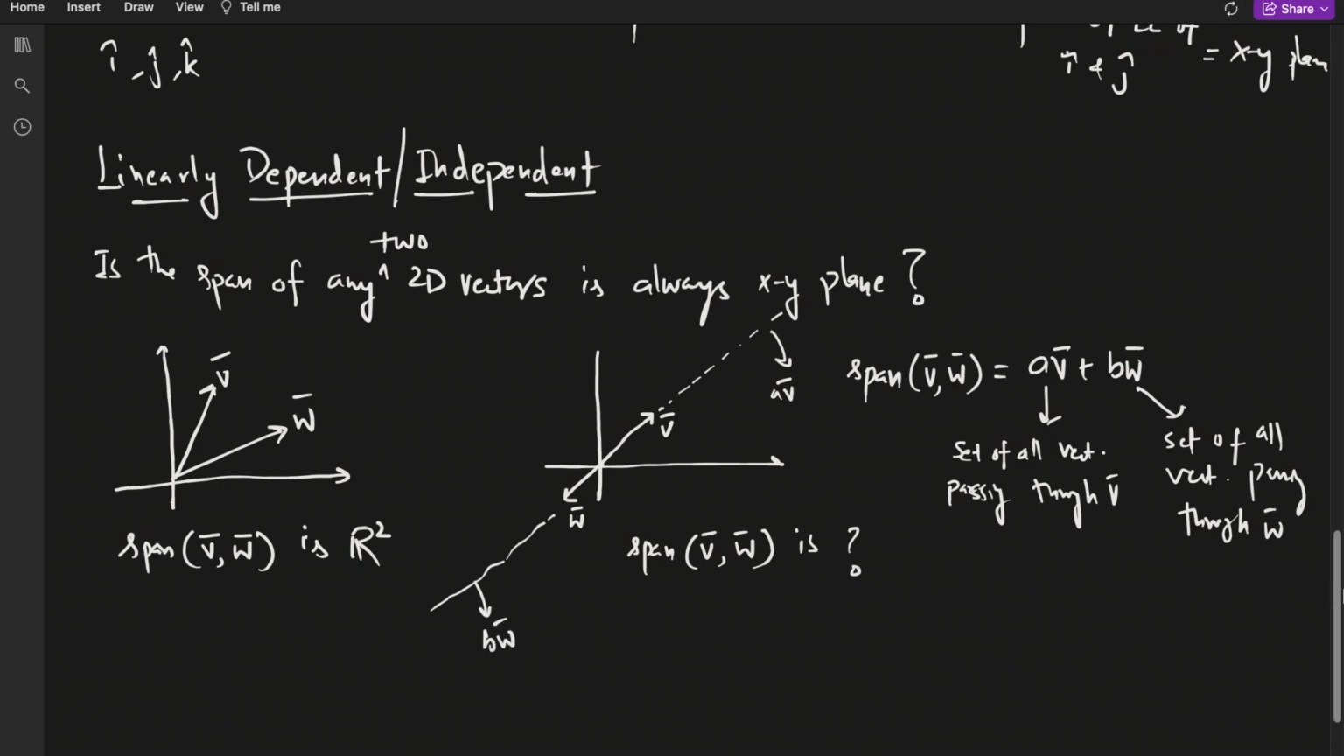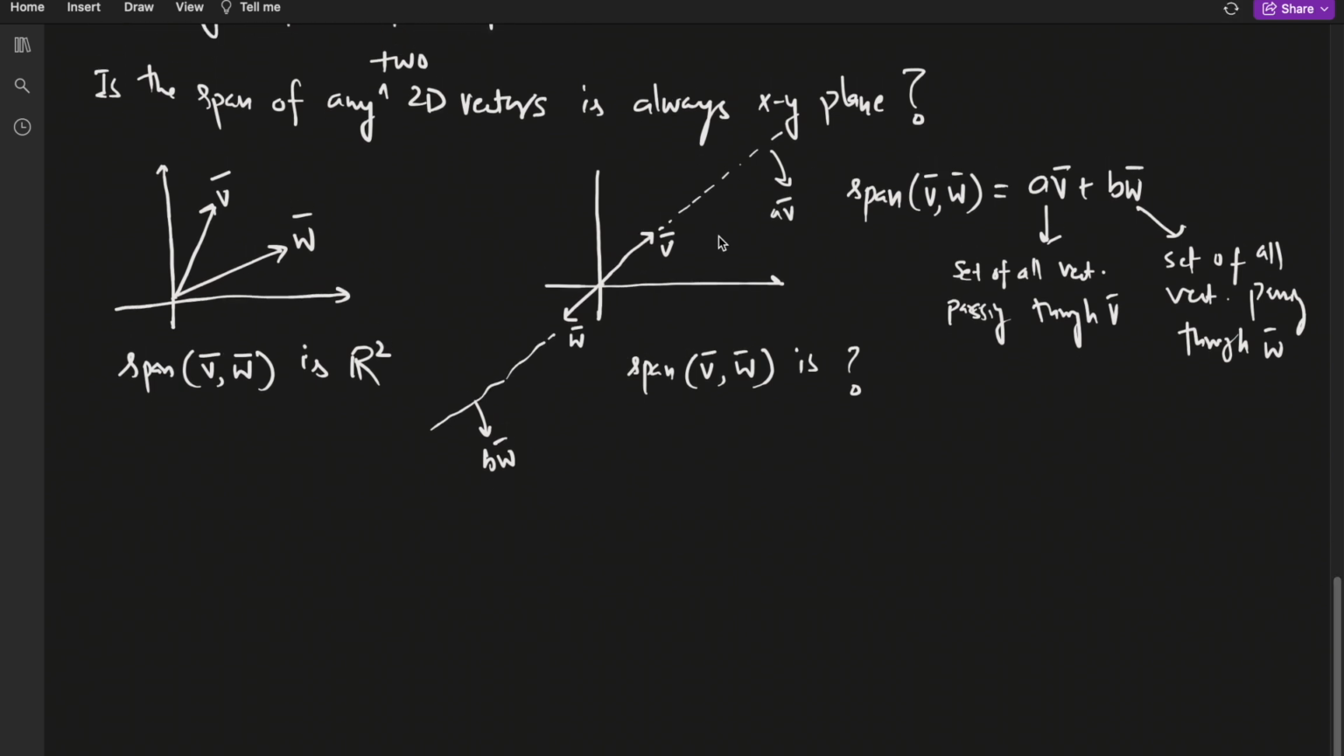So if you see, the span of V and the span of W are lying on the same line. And we already know that the span of any single nonzero 2D vector is a line, right? So that is true for W also.